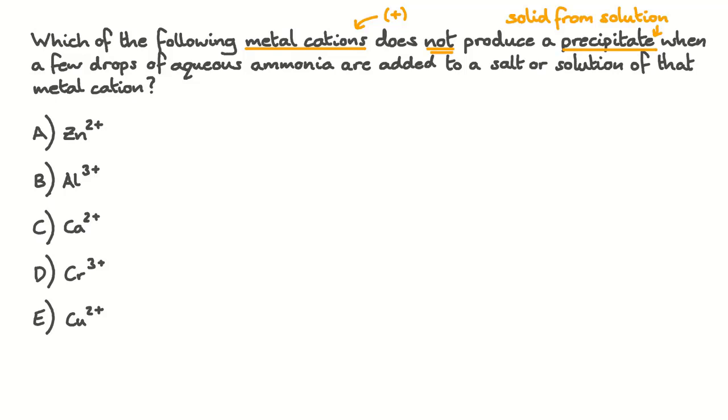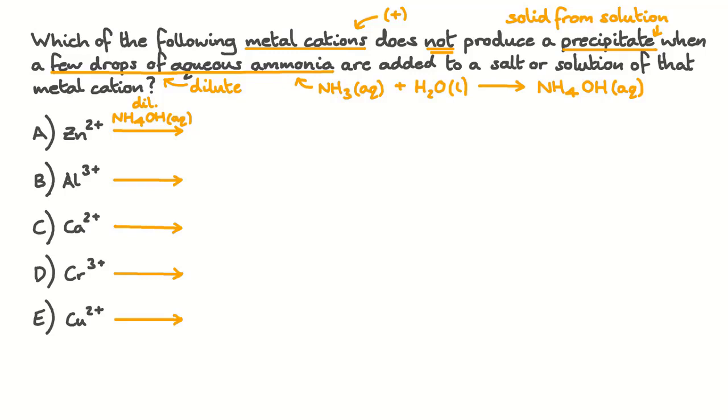And we're being asked which of these metal cations, as a salt or in solution, would not respond to aqueous ammonia and produce a precipitate. The formula for ammonia is NH3. Ammonia can react with water to produce ammonium hydroxide, a good source of the hydroxide ion. The question doesn't tell us directly if the ammonium hydroxide is dilute, in excess, or concentrated, but since it's only a few drops, we can safely assume it's dilute. The question is, what is going to happen when we treat each of these ions with dilute aqueous ammonia?